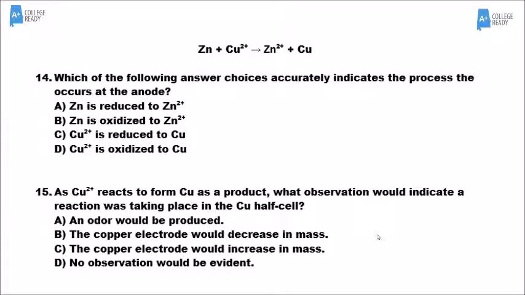As the copper ion in number 15 is changing into solid copper, what would happen in the copper half cell? Well, as that copper ion plates out on the surface of the copper electrode, you would expect that the copper electrode would get heavier and heavier. The zinc electrode, meanwhile, would be getting smaller and smaller as the zinc turns into zinc ions. So therefore, the correct answer has to be C. The copper electrode would increase in mass.